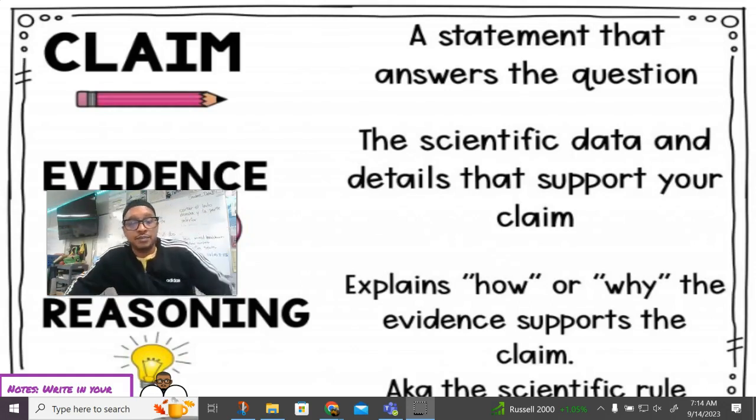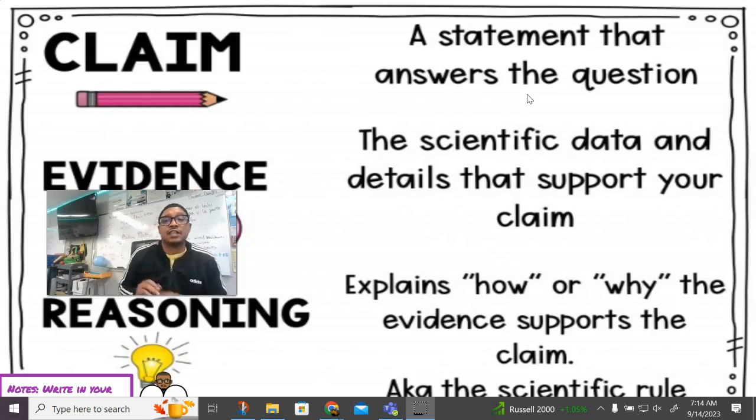Now, a claim, right? A claim is a statement that answers the question, okay? We just talked about that on the previous slide, that a claim answers a specific question.